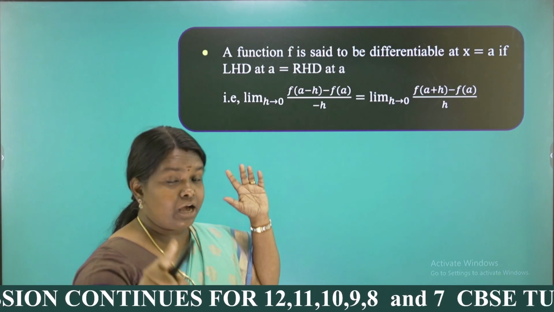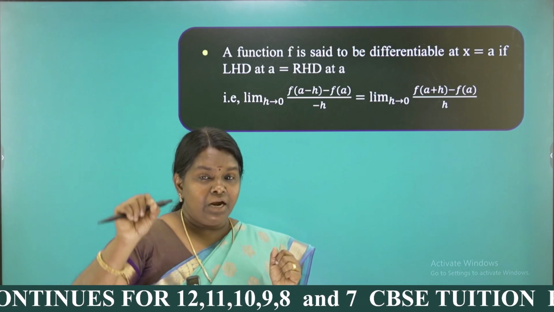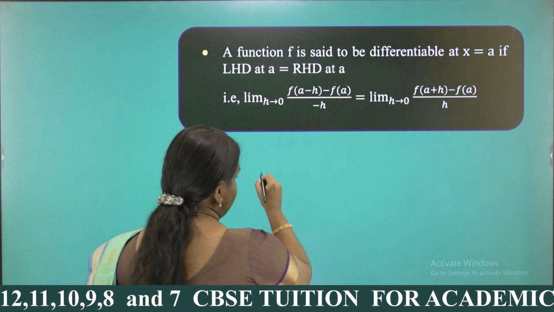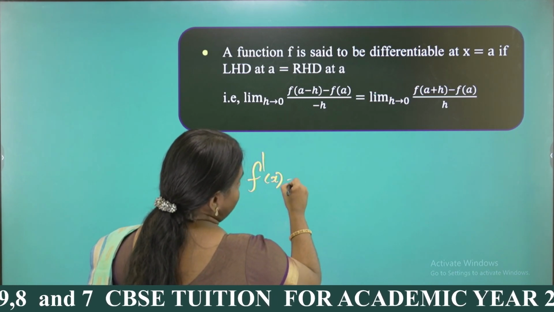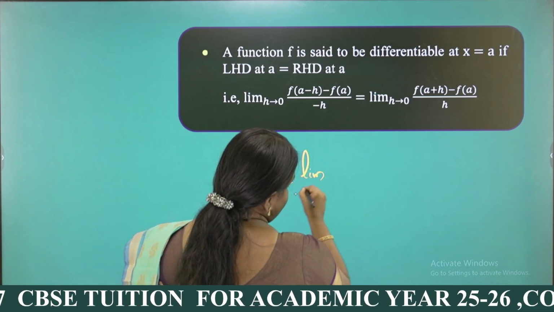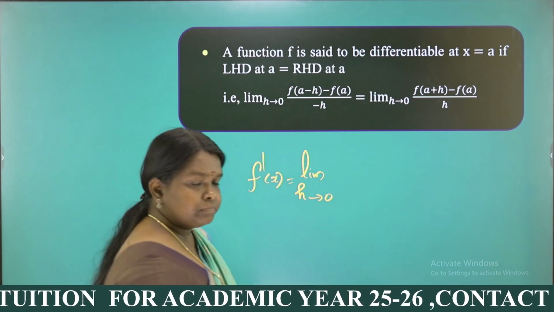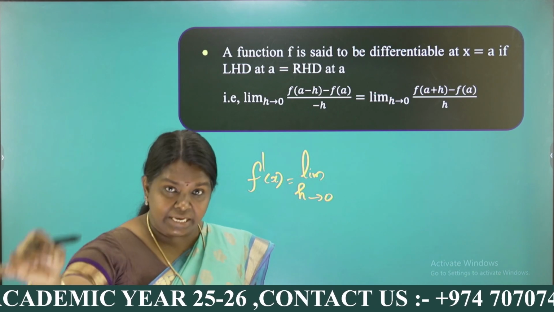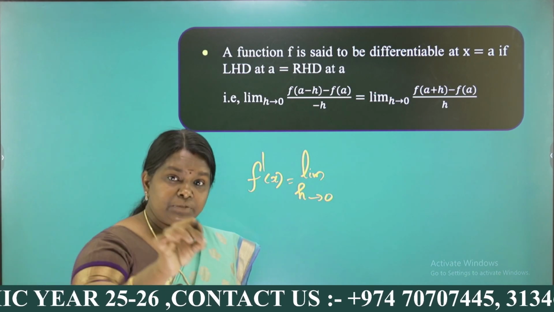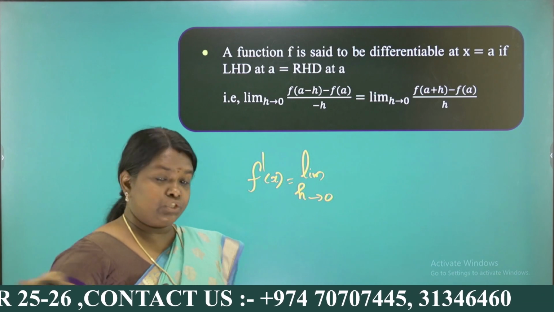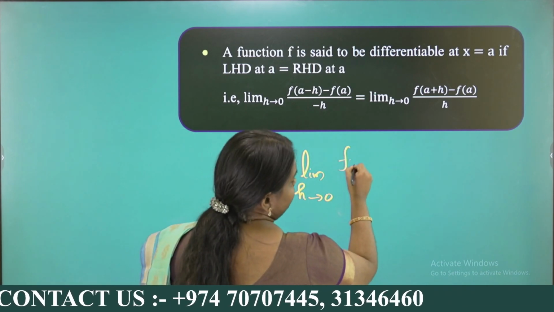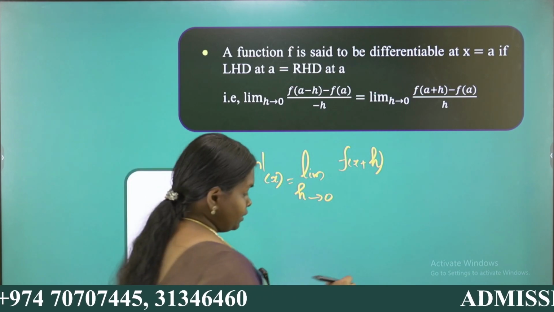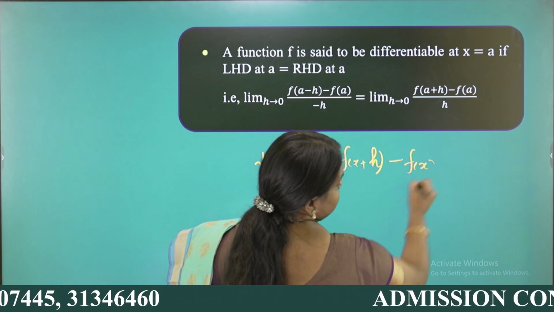The definition you studied last year, I hope you remember, derivative using first principle in class 11. What was the definition? f'(x) equals limit h tends to 0. You remember, right? Already we know what a derivative is. Derivative means rate of change of a function with respect to a variable. Here, what is happening to the function? The change is f(x plus h) minus f(x).